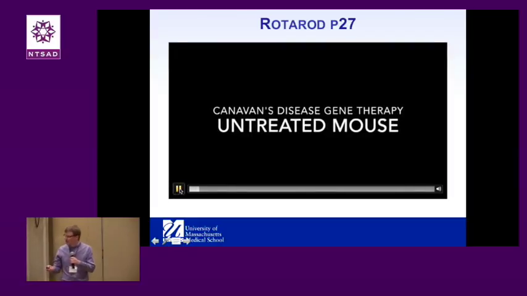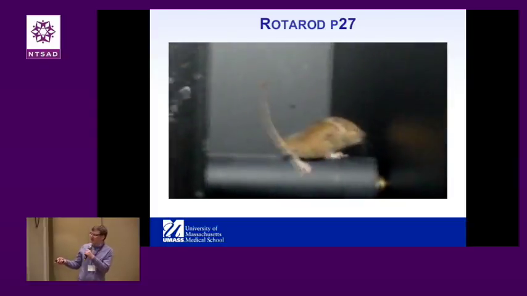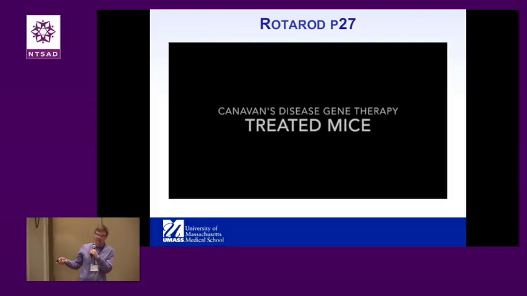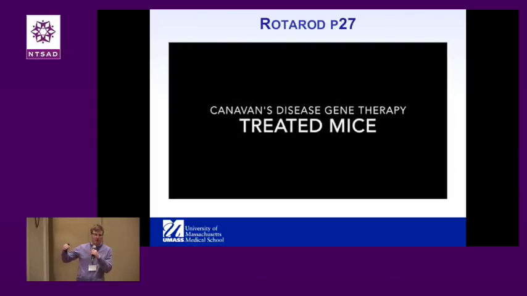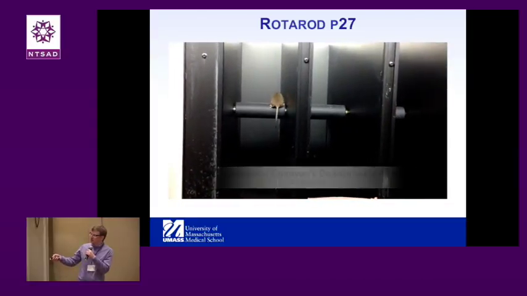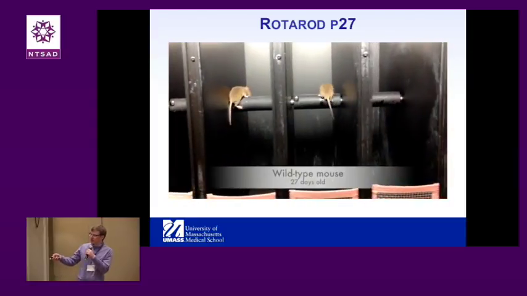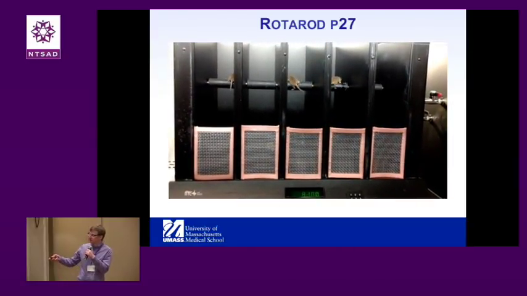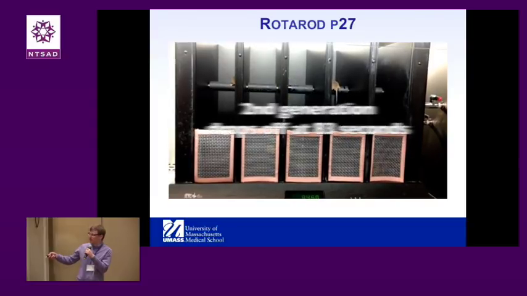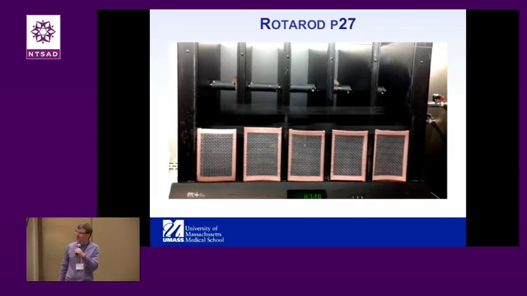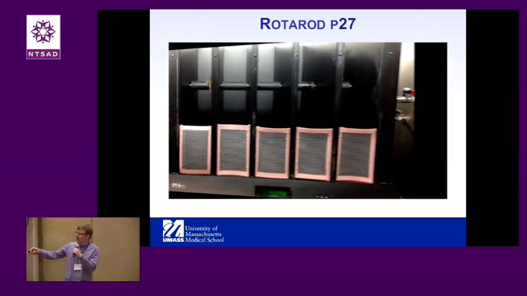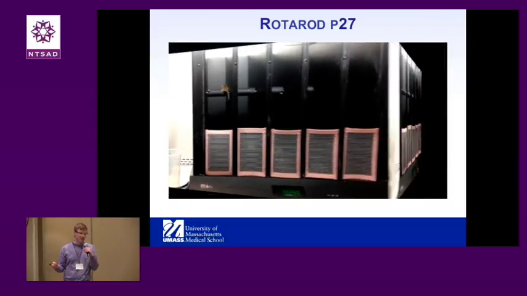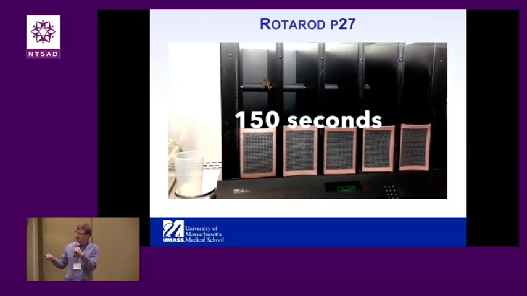The first mouse you're going to see is an untreated mouse. It's very sick, and it can barely stand on the rotor rod. The speed of the rotor rod increases over time. Then you see our 3rd generation gene therapy, 2nd generation, and a wild-type mouse. They try their best to stay on top. The 2nd generation mouse dropped off. Now the wild-type mouse fell off. In our 3rd generation gene therapy, which is the most potent we have so far, the mouse just keeps running.